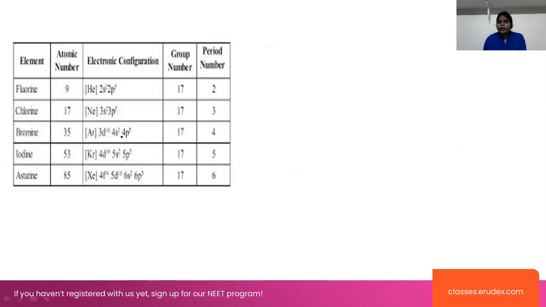Now look at the electronic configurations. Fluorine is 9, chlorine 17, bromine 35, iodine 53, and astatine 85. The configurations are 2s2 2p5, 3s2 3p5, 4s2 4p5, 5s2 5p5, 6s2 6p5. This is the second period element, third, fourth, fifth, and sixth period elements. From the valence electronic configuration, we can conclude that these elements possess the ns2 np5 configuration, right?